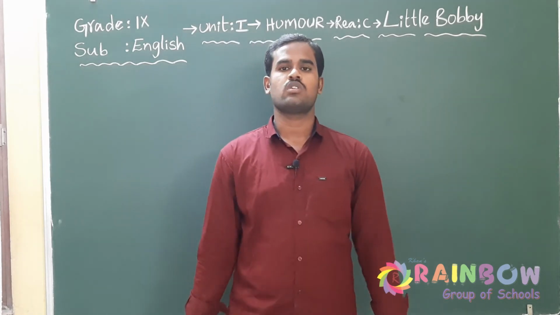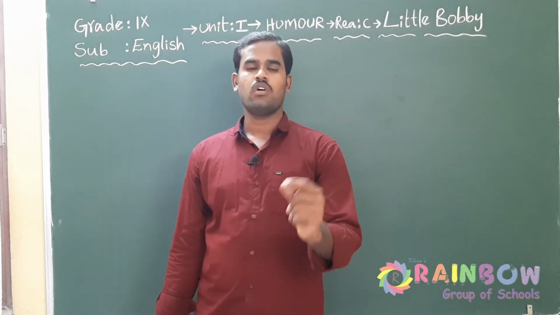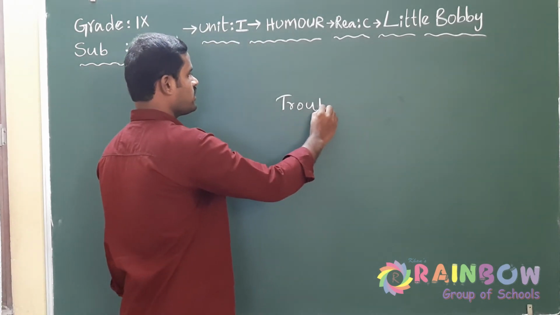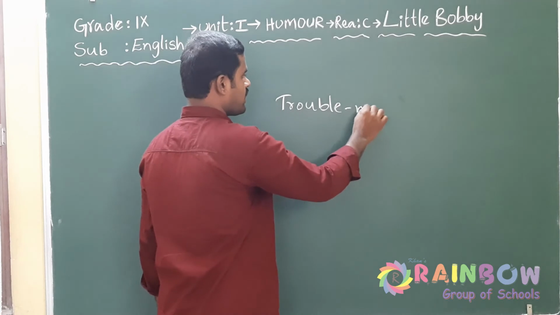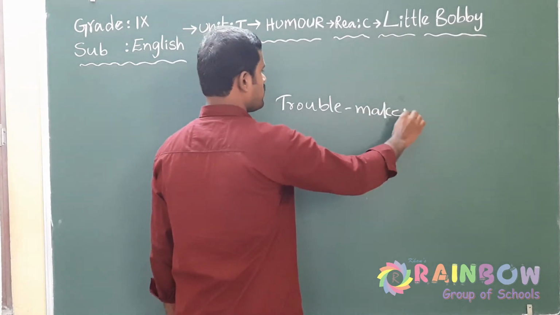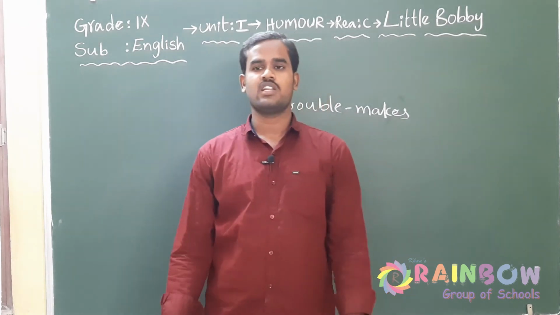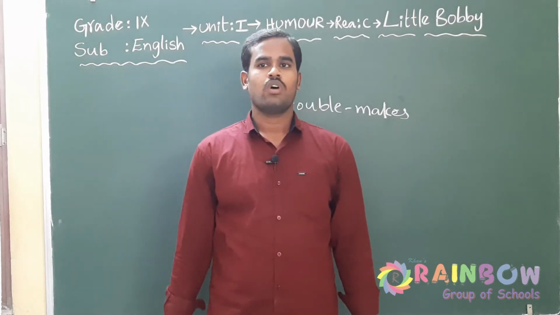Next, let us move on to the third one. What kind of boy was he? He was a troublemaker, as I already told many times. Troublemaker is one who often causes troubles or creates problems in school or in home or in any place where he is present. Let us move on to the next question.